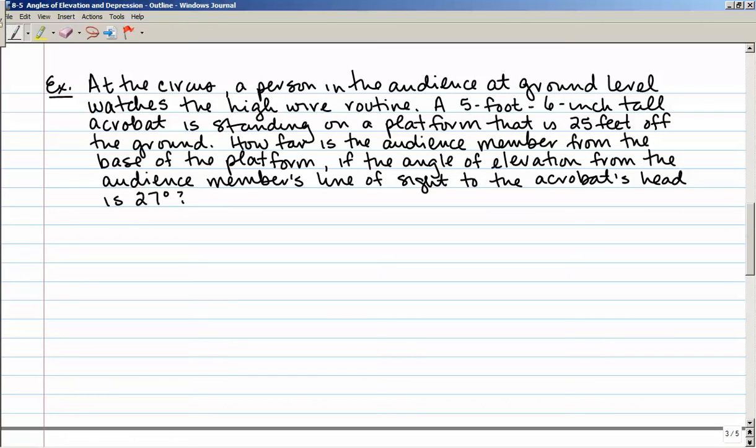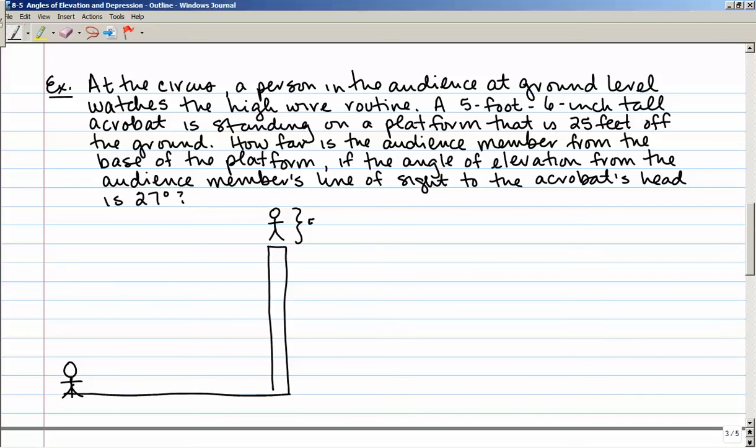Okay, so let's draw a picture here. Here's the ground, and here's the person standing there. Well, let's say he's sitting in the audience. Here's the tower that the acrobat is on top of, and your drawings don't need to be exact or to scale, but they do need to represent what's really going on. Here's the acrobat, and the acrobat is 5 feet 6 inches tall, so that's actually 5.5 feet. And we know that this platform, this tower here, is 25 feet tall.